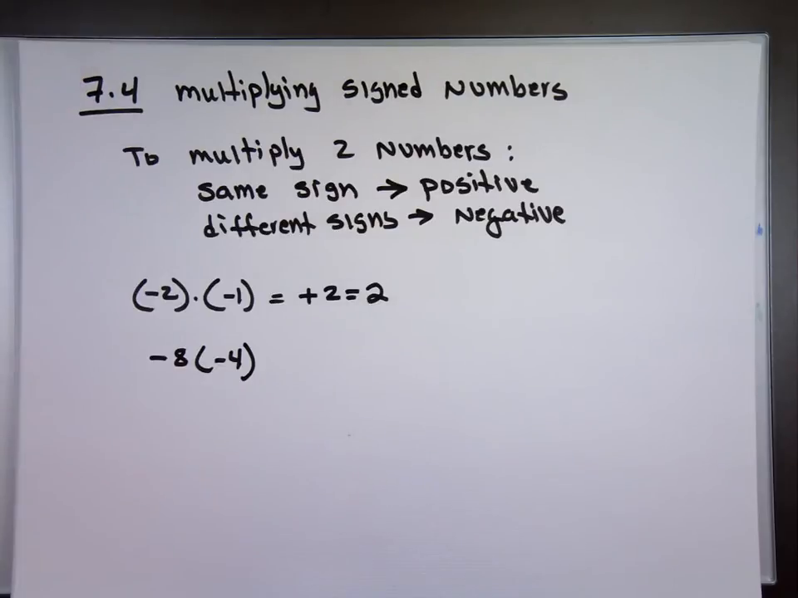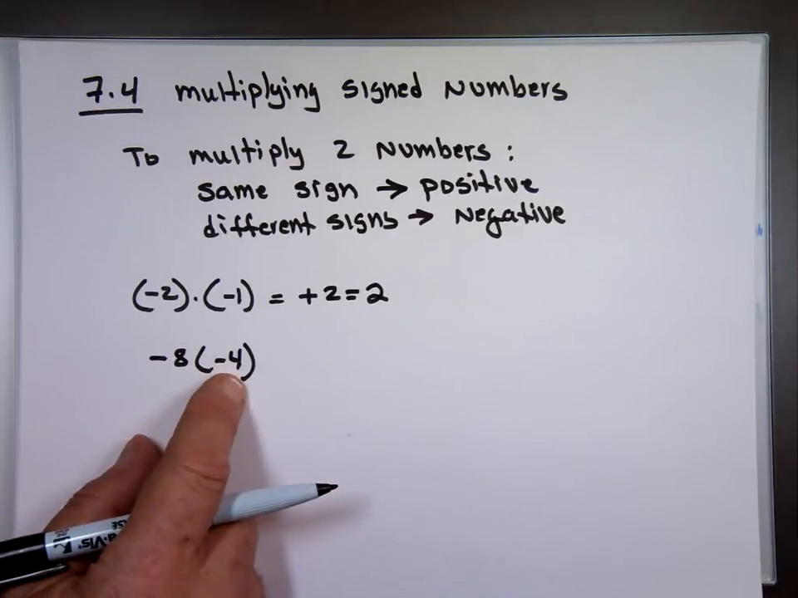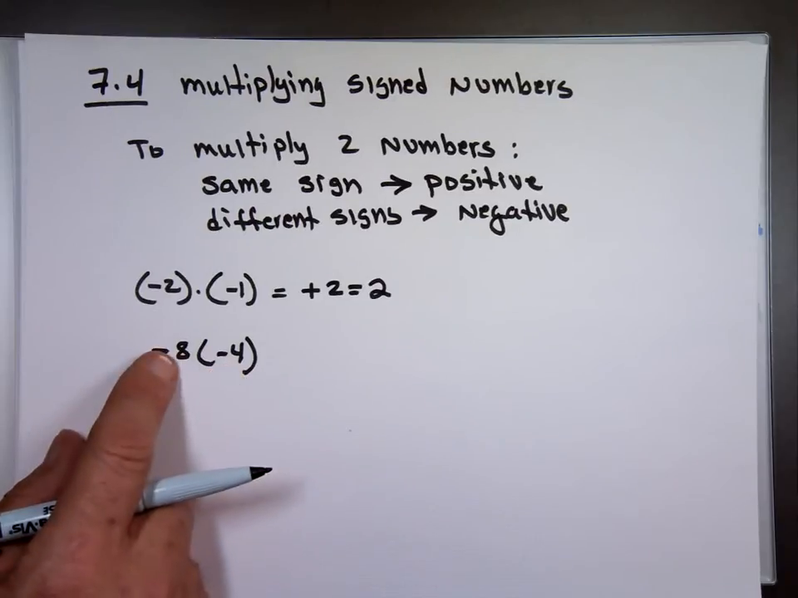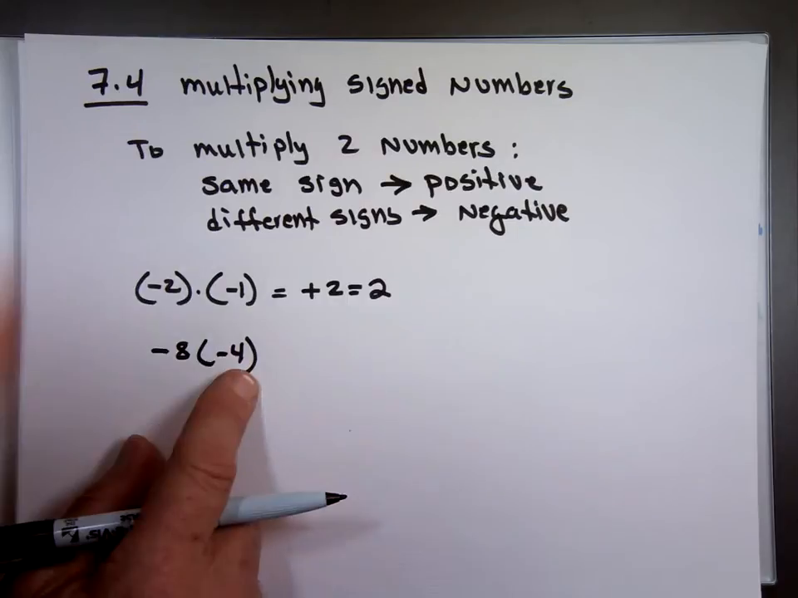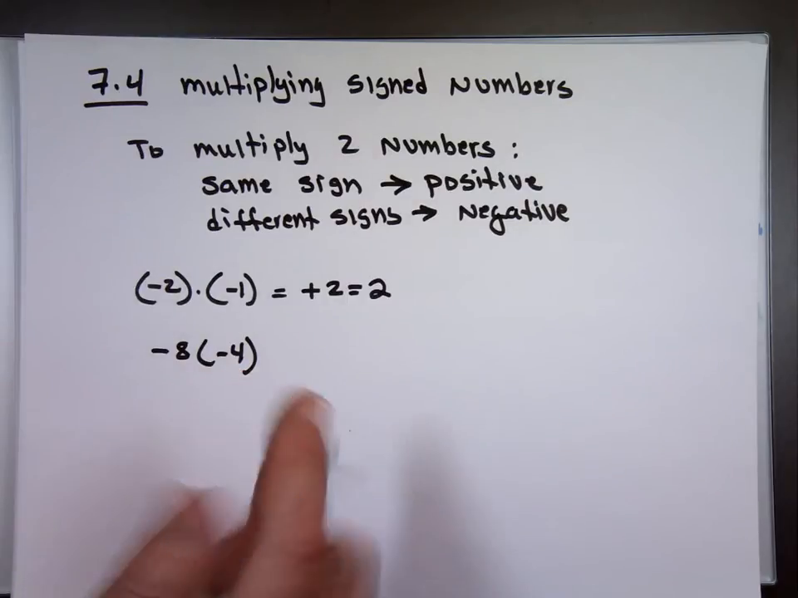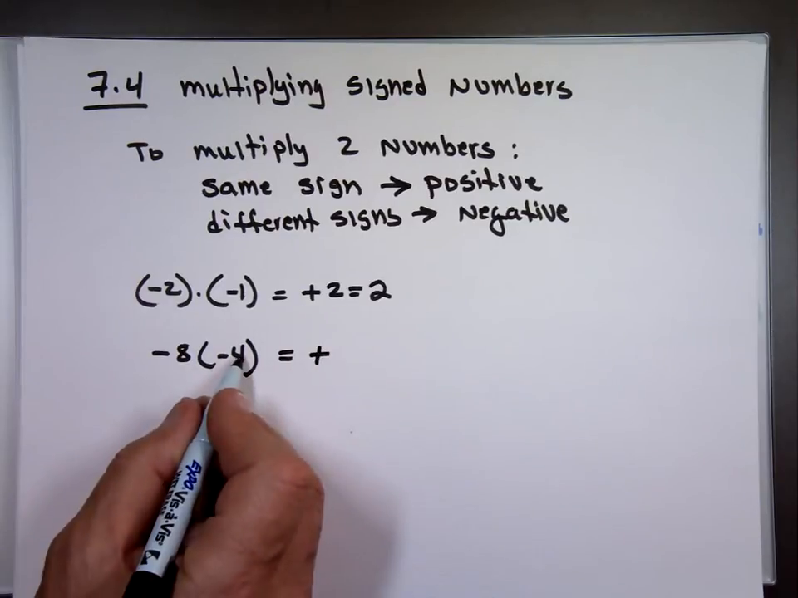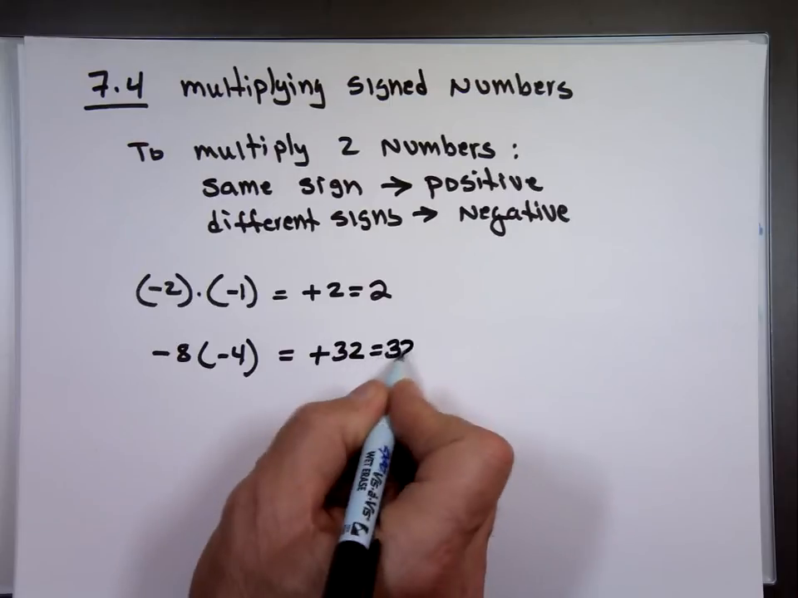Trying to mix different looks at you. That means what? Negative 8 times negative 4. That's what it means. I didn't put the parentheses intentionally. Negative 8 times the negative 4. You're multiplying the same sign. The result will be what? Positive. What's 8 times 4? 32, so the answer is 32. We don't put the plus.